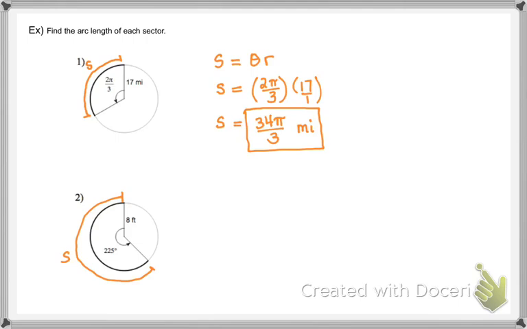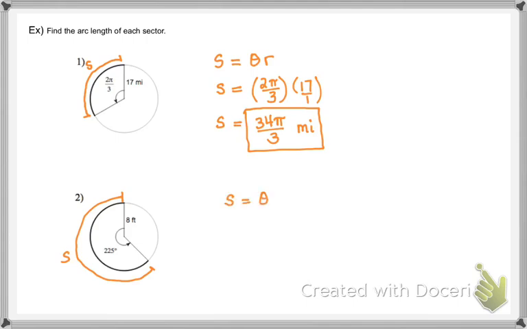34 pi over 3 miles. And if you want to put it into your calculator, you can certainly round it just to visualize what it is, but we're going to leave our answer in exact form without rounding. So we're going to leave our final answer in terms of pi, but that's roughly 35.6 miles. Okay, that's the distance around that arc. Okay, so the next one is very similar. Looking for the arc length, so start with the formula.